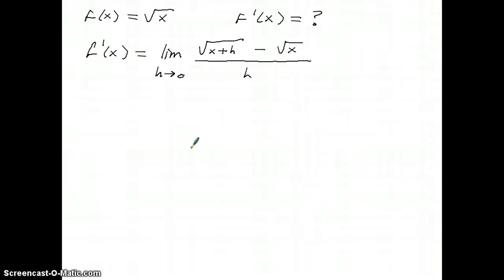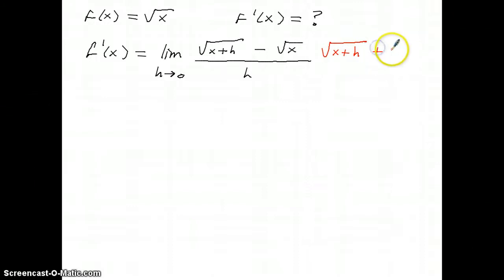And you're like, let's see here. What could I possibly do? What the heck is going on here? What could I do to simplify this problem? There's not really a whole lot you can do, except you can do something called rationalize the numerator.